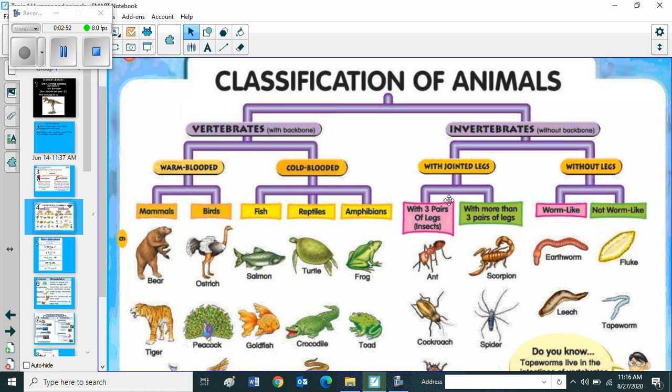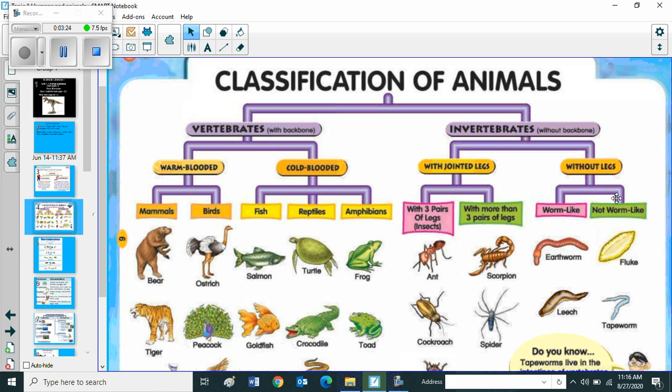The next one is about invertebrates. Invertebrates means without backbone. They can have jointed legs or no legs. With jointed legs, here you can see three pairs of legs, as in insects. Then more than three pairs of legs. So these are the two types of classification of invertebrates with jointed legs: with three pairs of legs and with more than three pairs of legs.